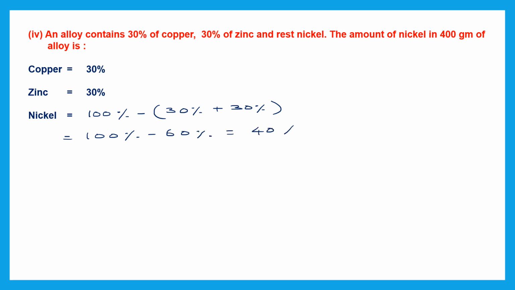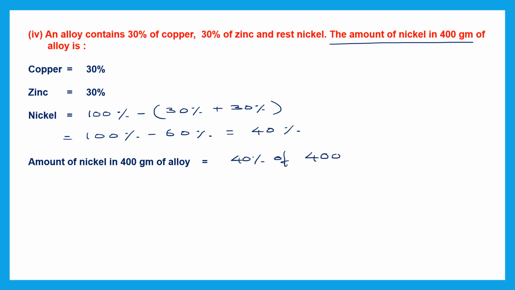So nickel is 40%. Now the question is the amount of nickel in 400 grams of the alloy. Amount of nickel will be 40% of 400 grams of the total, isn't it? So 40% of 400 grams will be the amount of nickel and this is our answer, and that will be option A. So option A, 40% of 400 grams. That is our answer, option A.